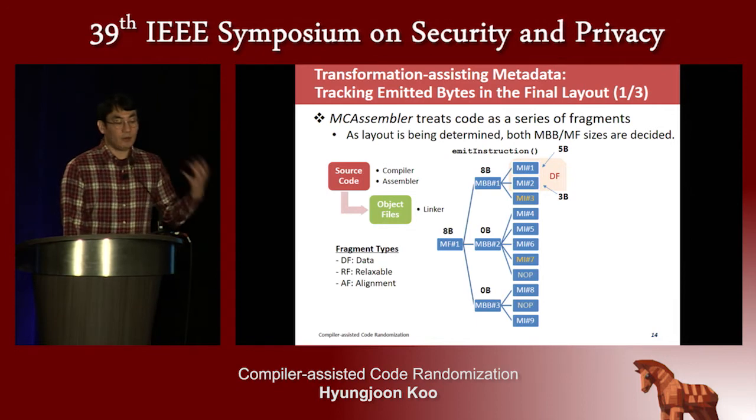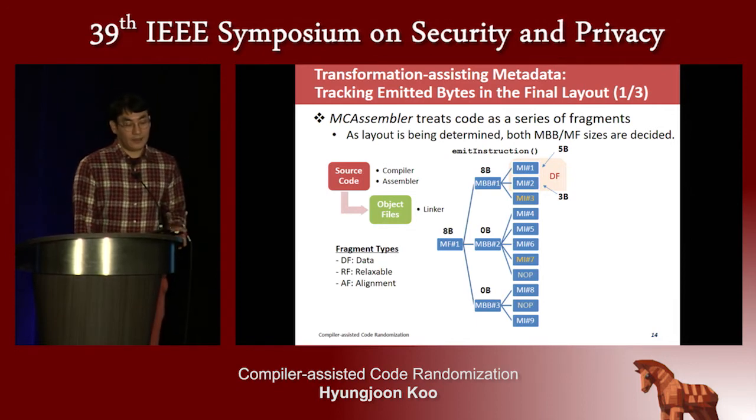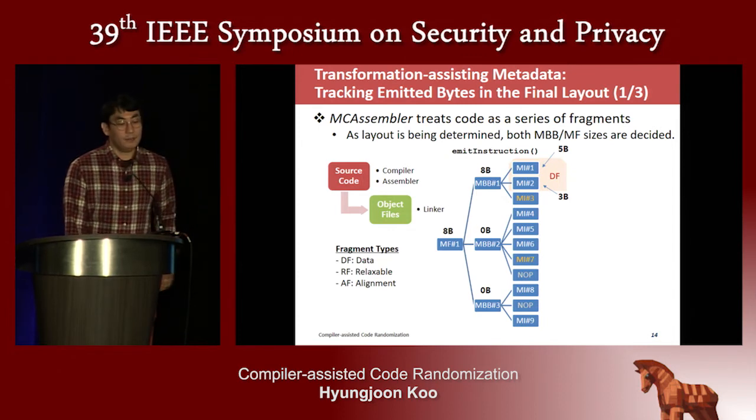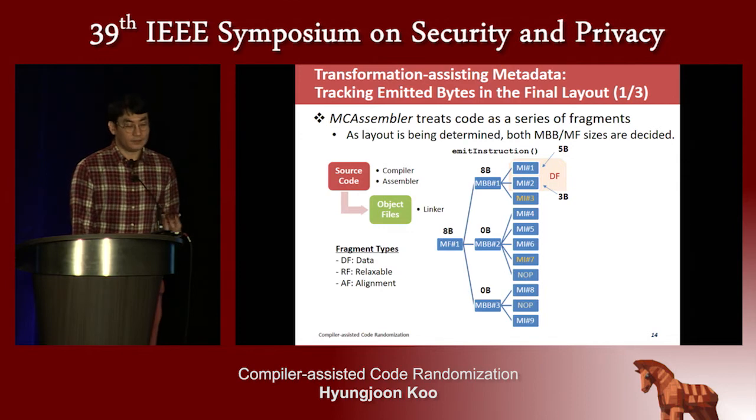And as the layout is being determined, there is an internal function called emit instruction that decides both machine basic block and machine function sizes. Here, the first instruction is 5 bytes in size. The second one is 3 bytes in size. These are combined together, which forms a data fragment.